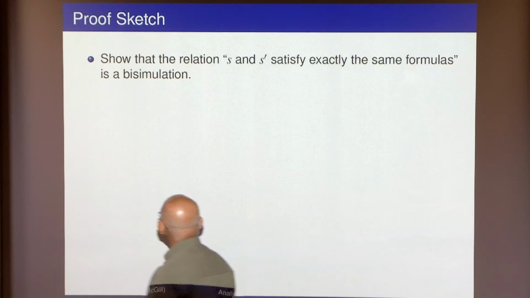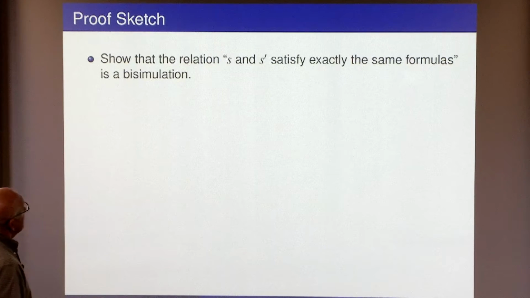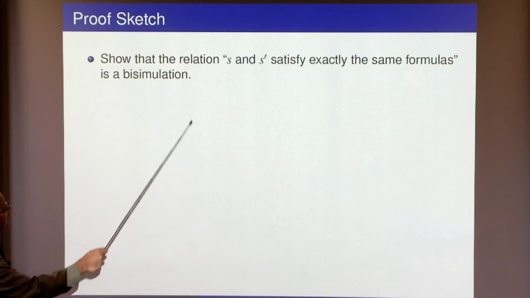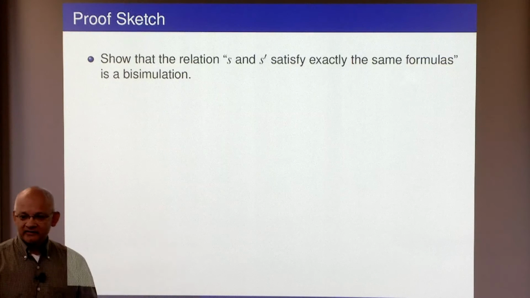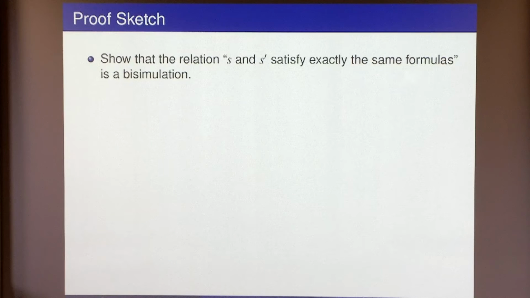Okay, so here's the idea. Basically, we want to show that the equivalence relation, S and S prime satisfying the same formulas of the logic, is an equivalence relation, of course. We want to show that it is a bisimulation relation. That will, of course, prove that the logic characterizes bisimulation, because it will tell you if two things are logically equivalent, they are in fact bisimilar.